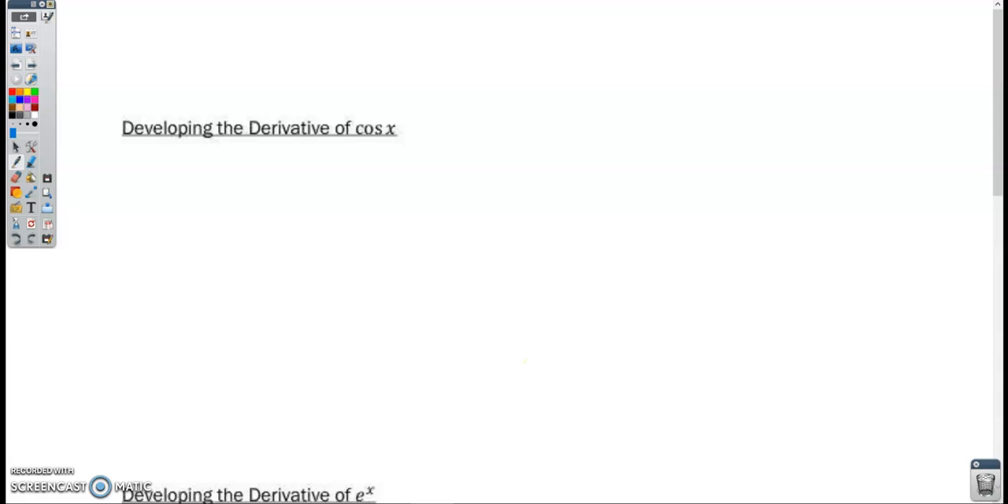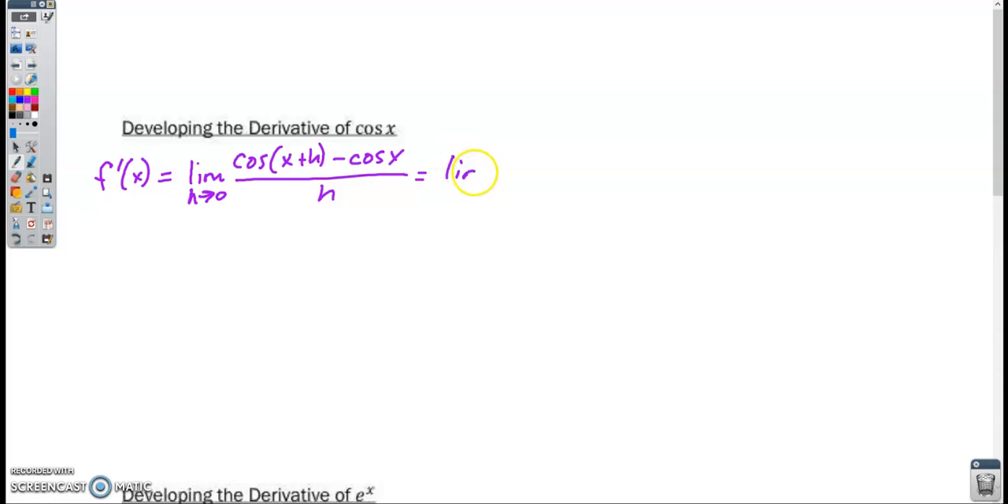And in this video we're going to continue, and we'll start by developing the derivative of cosine of x. This is going to look very similar to the development of the derivative of sine of x. We're going to start off again with the limit of the difference quotient. So we're going to take the limit as h approaches 0 of cosine of the quantity x plus h minus cosine of x all over h. And then we need to use a trig identity.